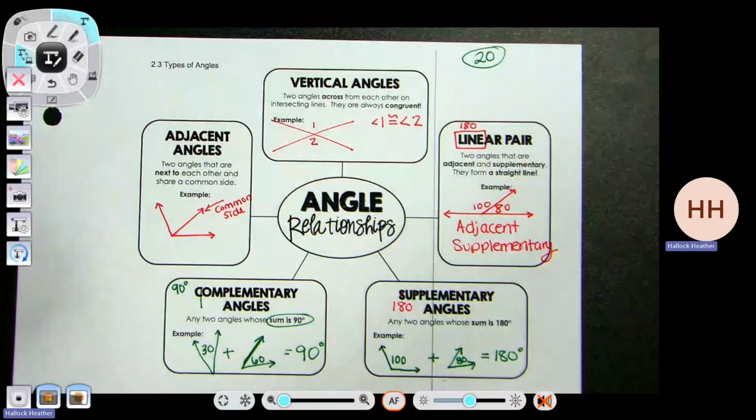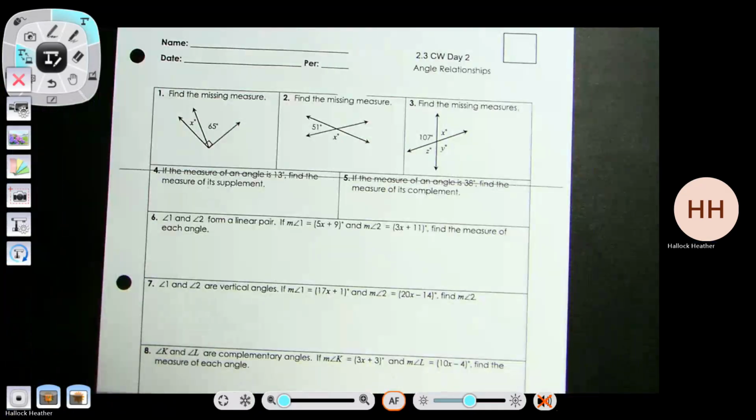Go to number 7. Today's the 22nd. Yesterday was 21. Today is 22.